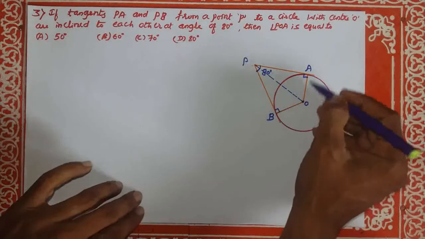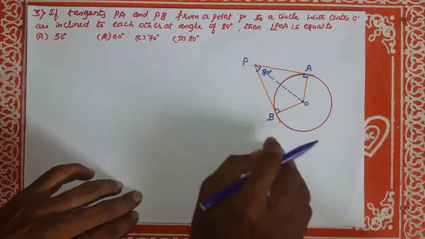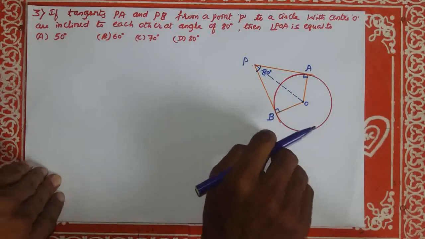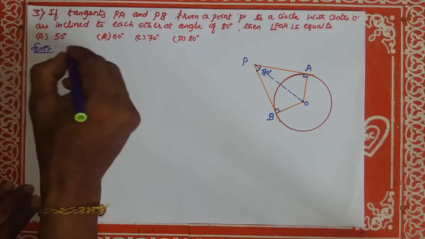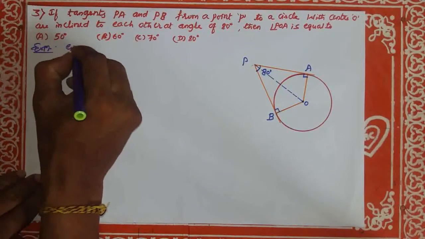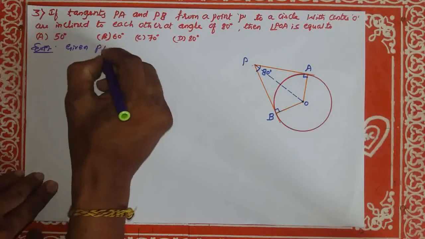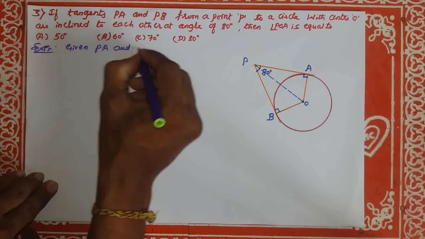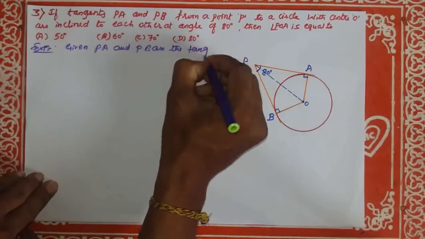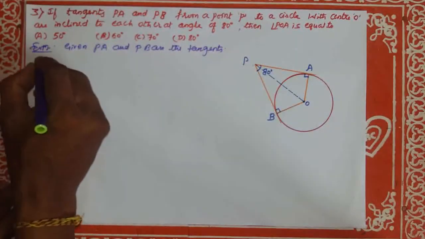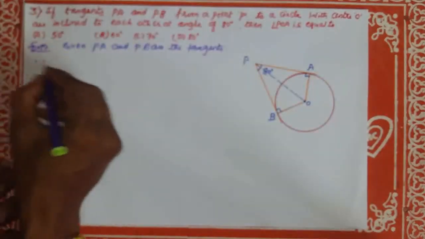See here, radii can be drawn and these are perpendicular to the tangents. Let us see now. Solution: it is given that PA and PB are the tangents, therefore the radii drawn, OA and OB, are the radii.